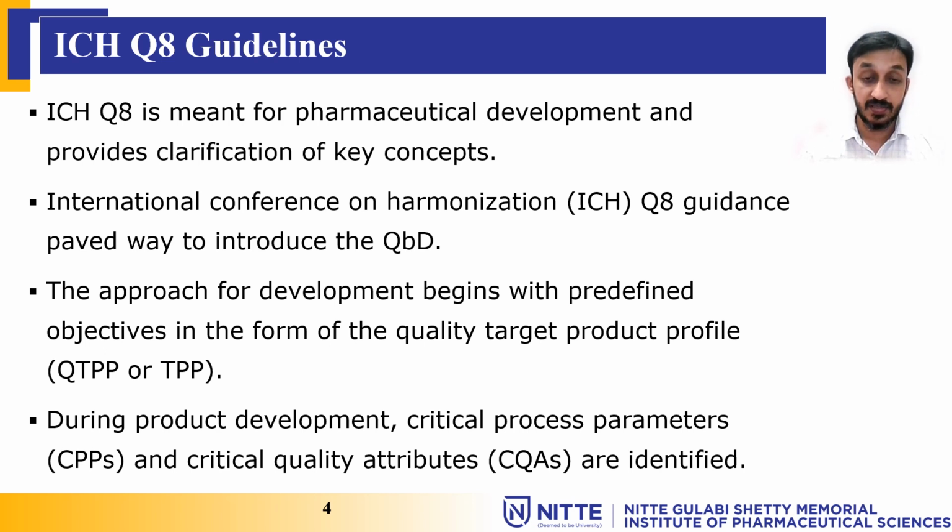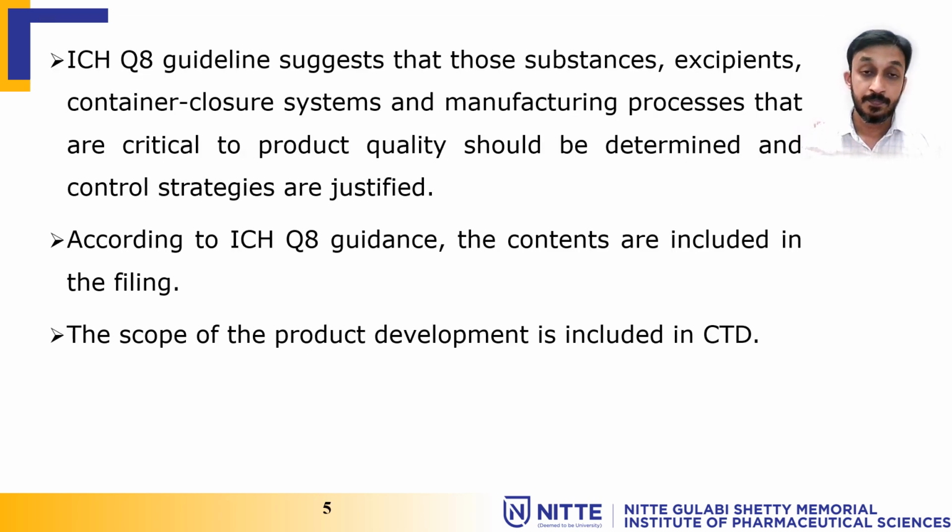And during product development, critical process parameters and critical quality attributes are identified. And the guidelines suggest that those substances, excipients, container closure systems, and manufacturing process that are critical to the product quality should be determined and control strategies are justified. So according to Q8 guidelines, the contents are included in the filing and the scope of the product development is included in the CTD.